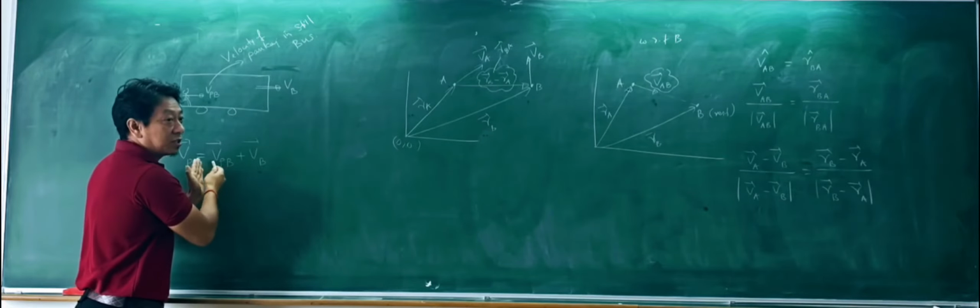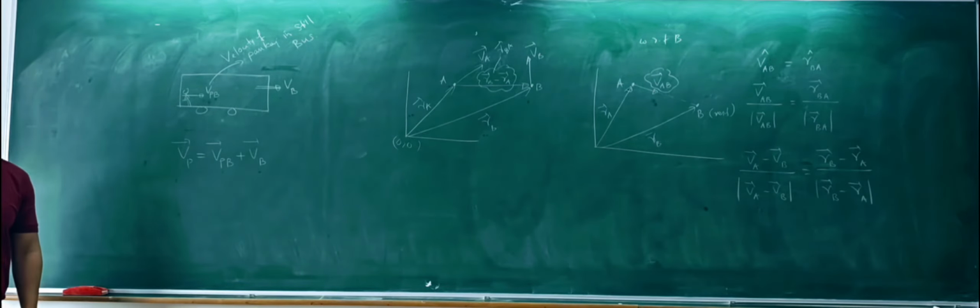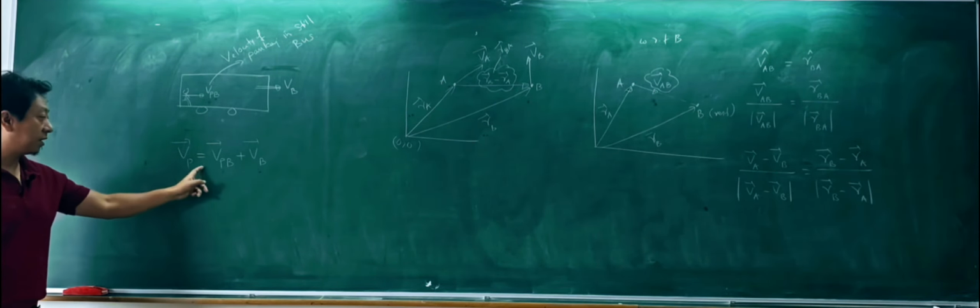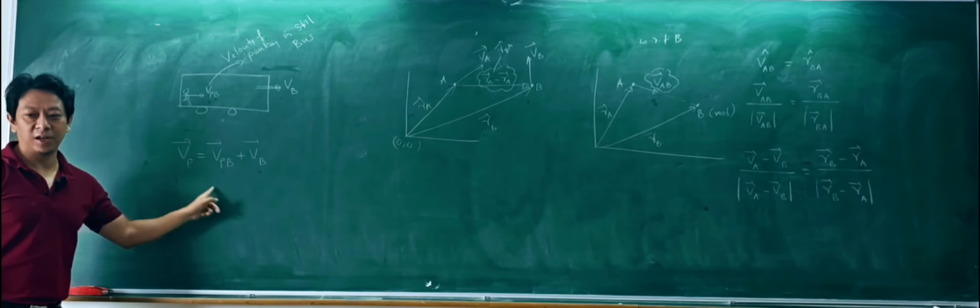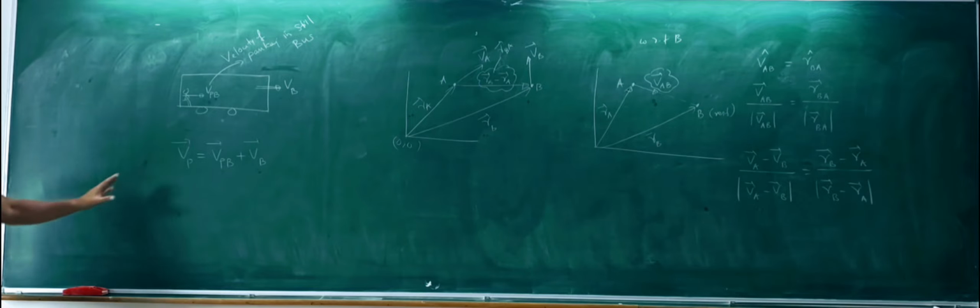So I was able to just add them. If R bar is A bar plus B bar and these two are in the same direction, what is the resultant magnitude? A plus B. So this also you try to remember, okay?